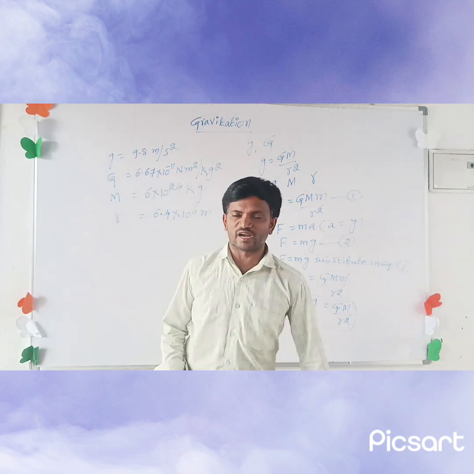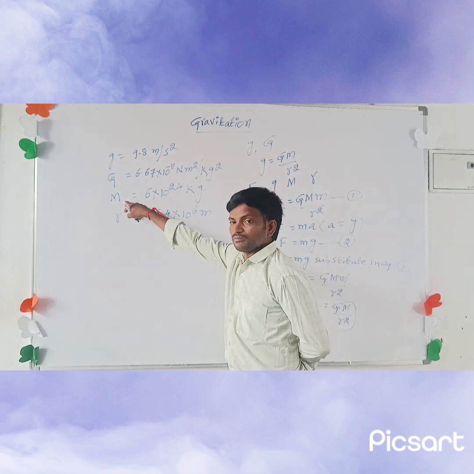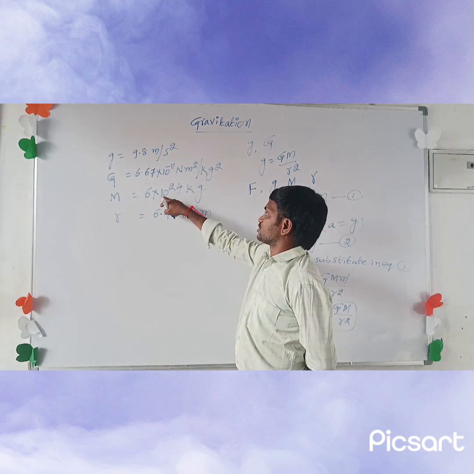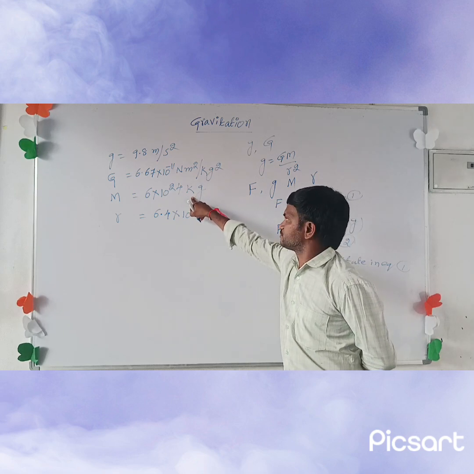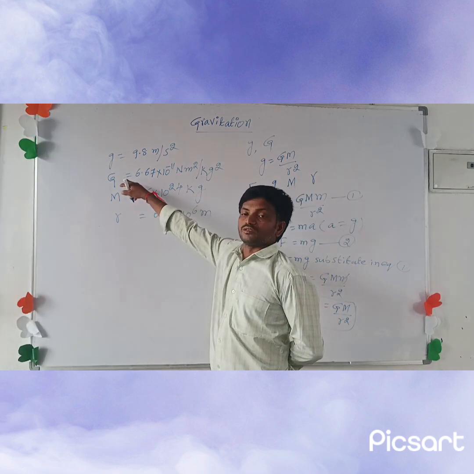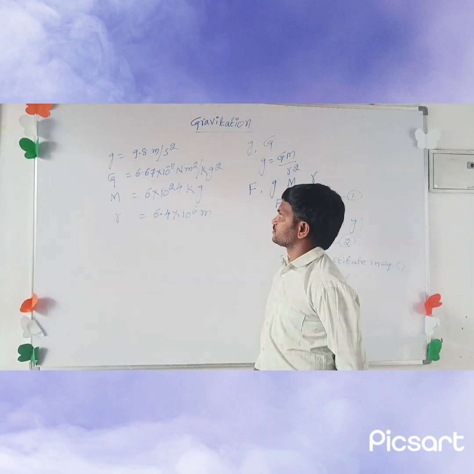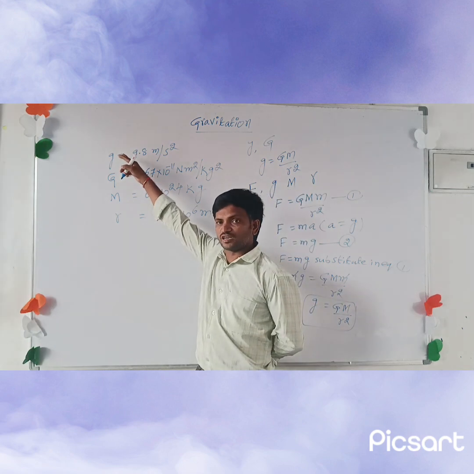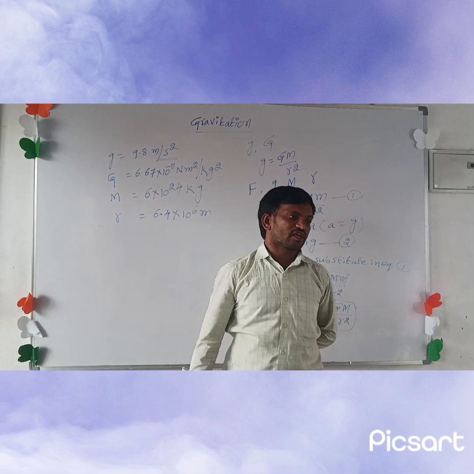What is the unit of radius? Meter is the unit of radius. Mass of the earth is 6 into 10 to the power of 24. The SI unit of mass is kilogram. The unit of gravitational constant is Newton meter square by kg square. Acceleration due to gravity unit is meter per second square.